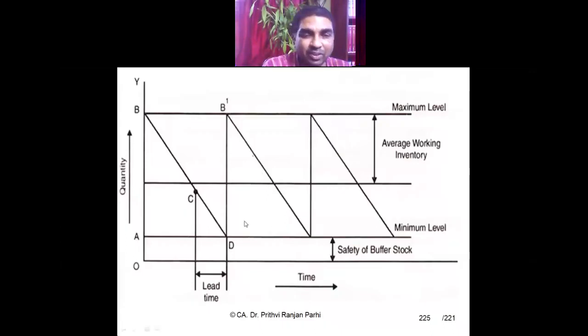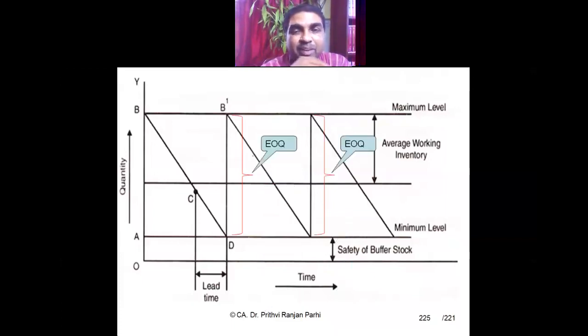Now here what we are talking about is what quantity we will be placing. The time we have understood. We have to place the order at this point. It depends upon the lead time. But the quantity, this much quantity I'm talking about. Every time I have to place an order for this much quantity. That is what I'm calling EOQ. Right? Both the things are called EOQ. Every time I have to place EOQ, that means the orders.